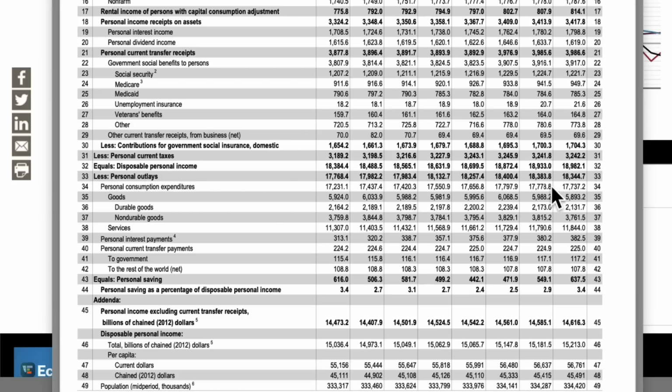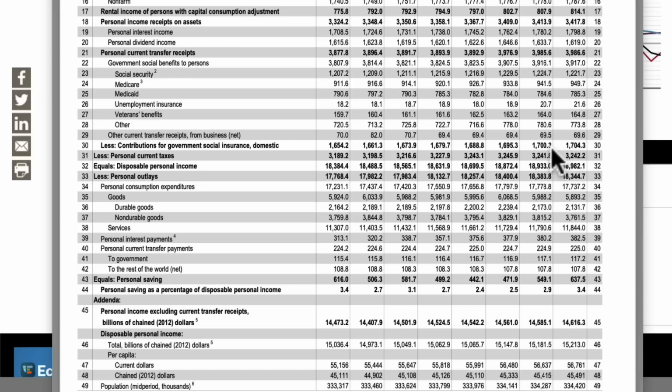Personal outlays, 18,344. The month before was 18,383. So it was a drop. Personal spending dropped 2.58% on an annualized basis. So if you take the month over month and annualize it, that's negative 2.58%. It's not the incomes that will give us an idea of the contribution to GDP or the contribution to the economy. It's how much is going to be spent. And personal spending month over month annualized is negative 2.58% on an annualized basis.